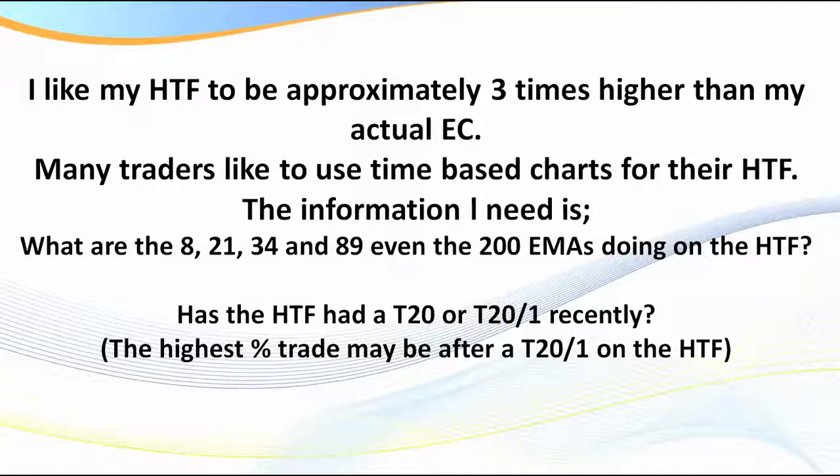So on my higher time frame chart, as you'll see in a moment, I've got a set of moving averages. So I've got an 8, 21, 34, and 89, and the 200. So what I want to know is, what are those moving averages doing? Now the comment I've got down the bottom here is, has the higher time frame had a T20 or a T20-1? Now they're trade setups that we have in the Day Traders Fast Track program.